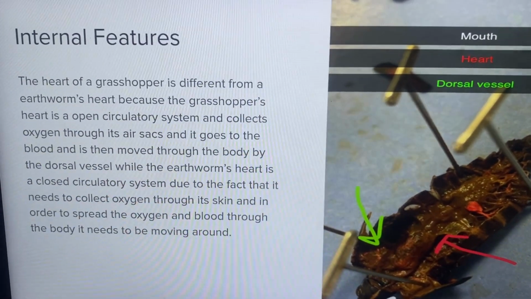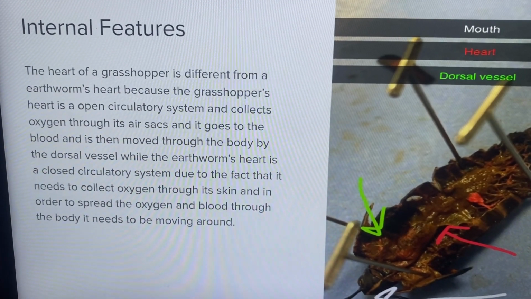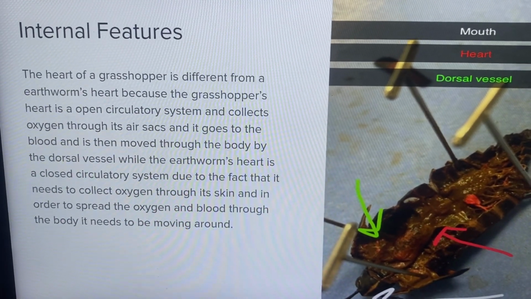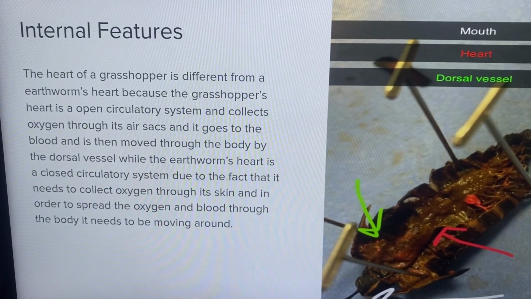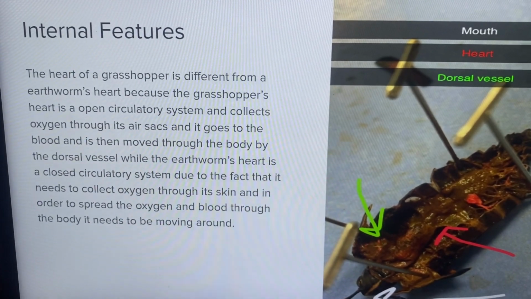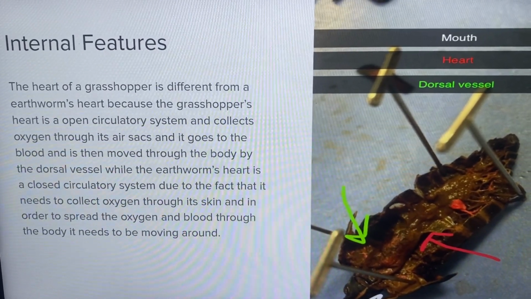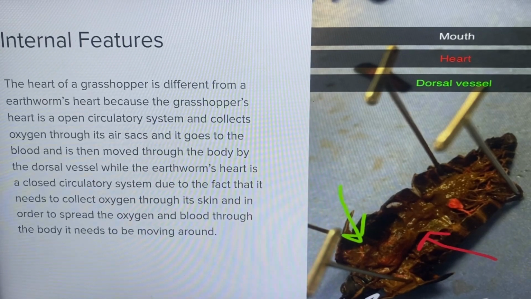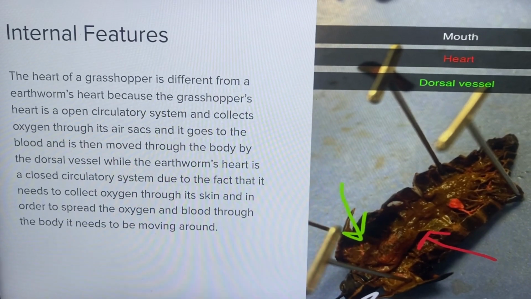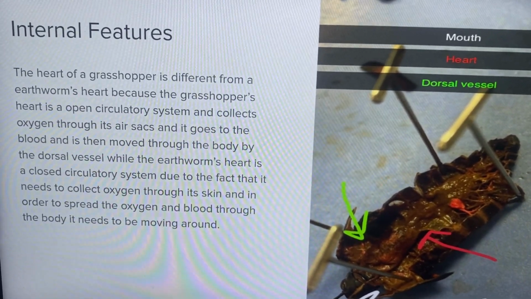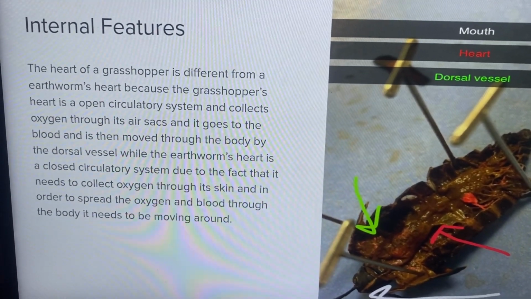And then the internal feature, the heart of a grasshopper is different from an earthworm's heart because the grasshopper's heart is an open circulatory system and it absorbs oxygen through the tracheae, I apologize for pronouncing it wrong, and it goes through the blood and it's moved through the dorsal vessel, while the earthworm's heart is a closed circulatory system due to the fact that it needs to collect oxygen through its skin. In order to do that, it has to stay moist, and in order to spread the oxygen and blood through the body, it needs to be moving around.